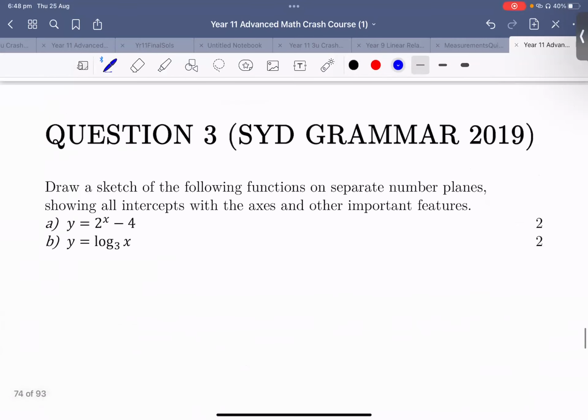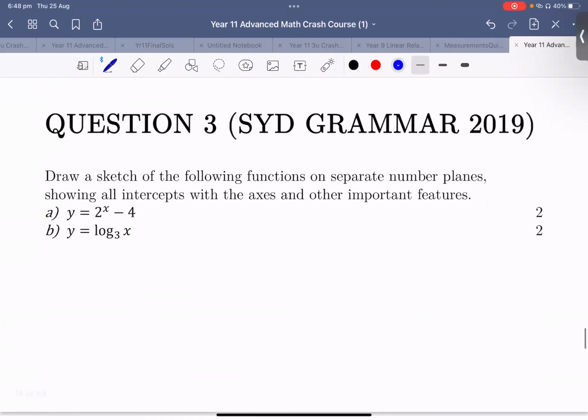All right. This question is from Sydney Grammar 2019, and it's a graphing question. You want to graph this exponential function and this one on separate number planes. So this is exponential, this is logarithmic. Two different graphs here.